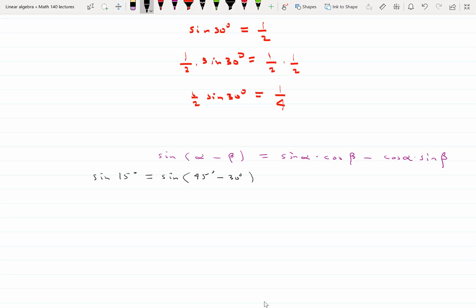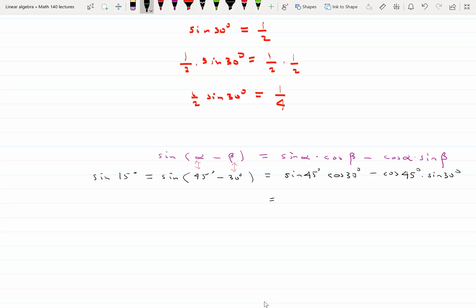Okay, so now let's apply this to the sine of 45 minus 30, with alpha playing the role of 45 degrees, and beta playing the role of 30 degrees. Going to the right-hand side, alpha's 45, so this is sine of 45 degrees, times cosine of beta, beta's 30, minus cosine of alpha, alpha's still 45, times sine of 30.